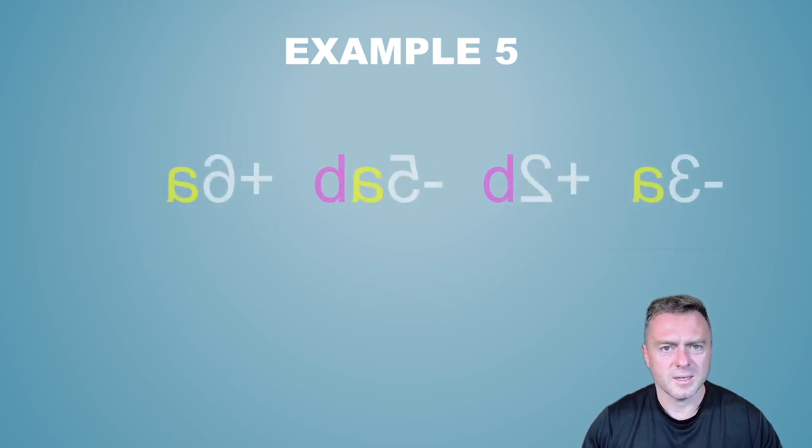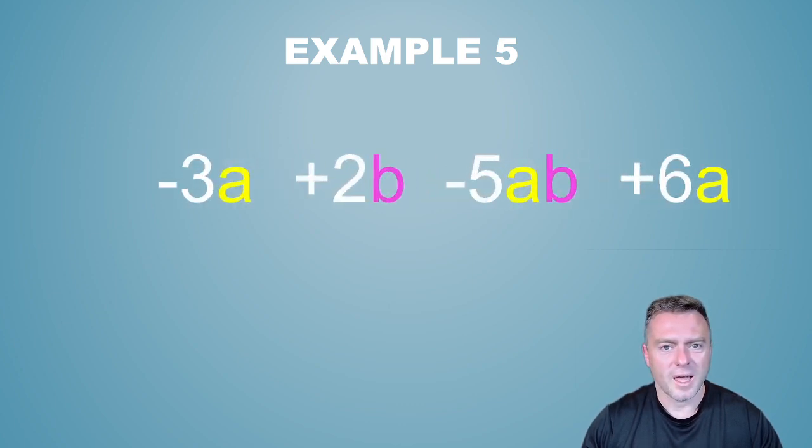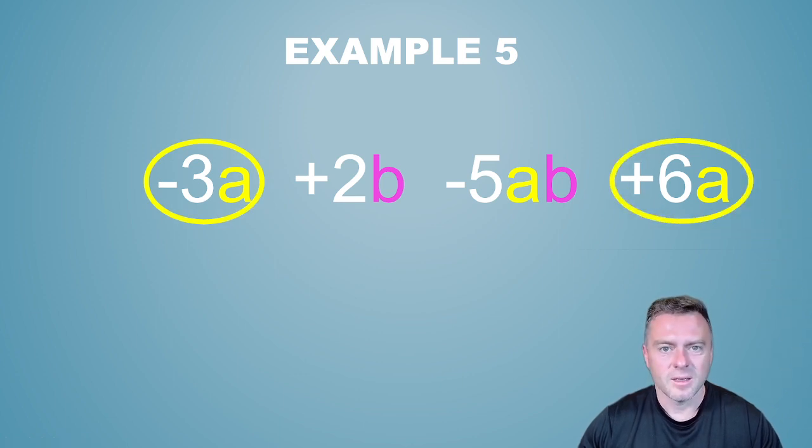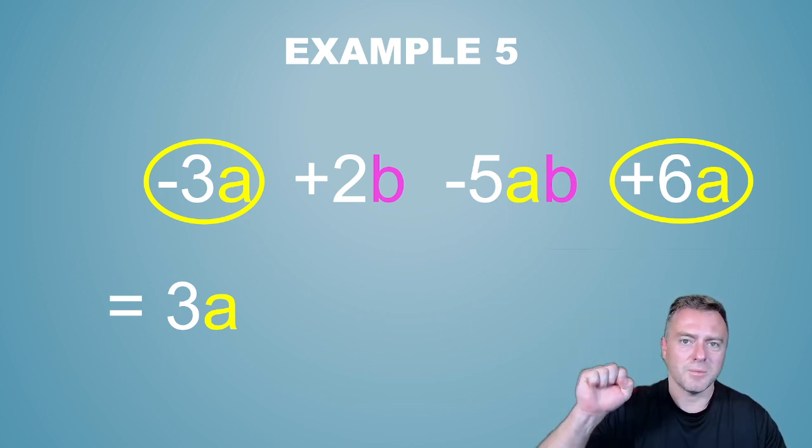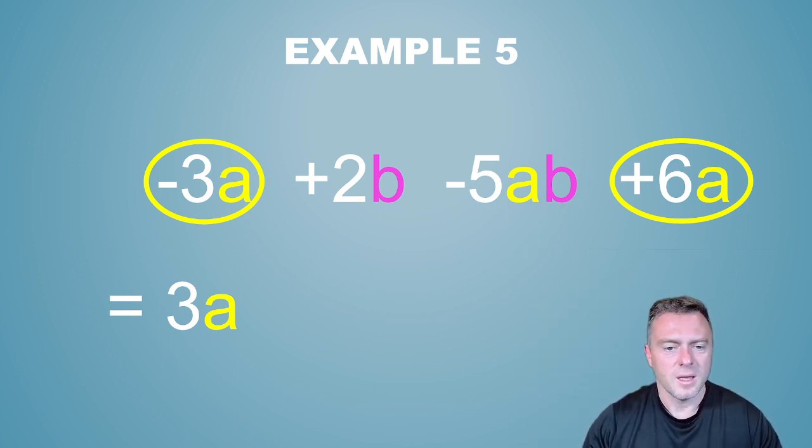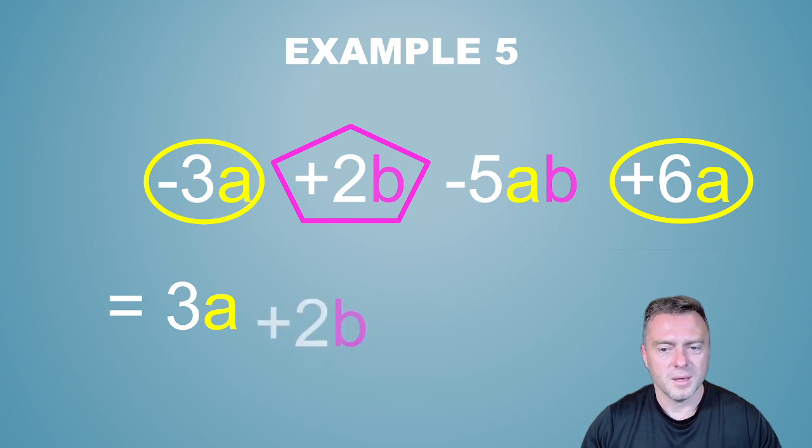So then in this case here, a little bit different. We've got an A, we've got a B, and then we've also got a thing called an AB. Now, an AB is not the same as an A or a B separately. Because this is A times B, this is a separate term. So in this case here, we have a minus 3A, and then we have a plus 6A. If we merge those together, that becomes just 3A, because it's the same as me taking away 3 but giving back 6. Then we add a plus 2B, and then we just leave the minus 5AB.